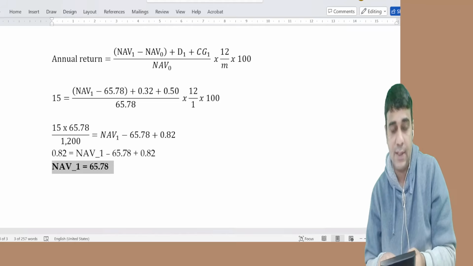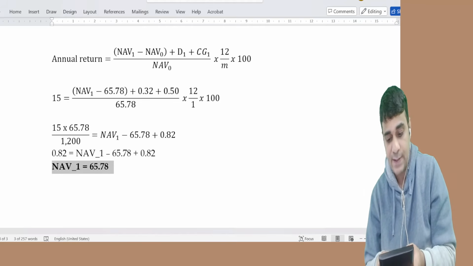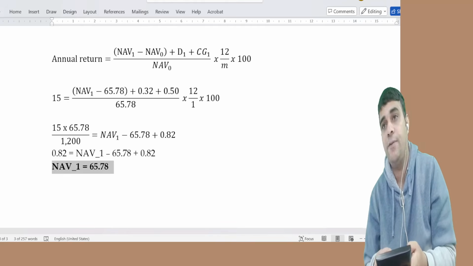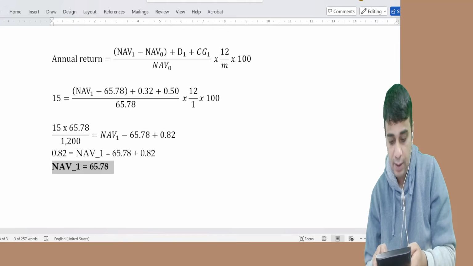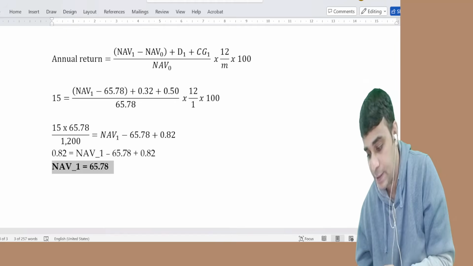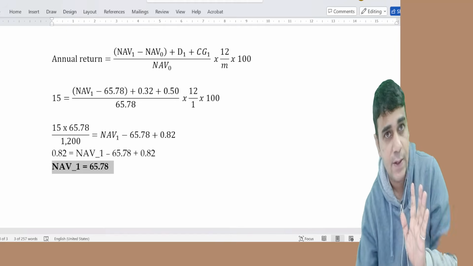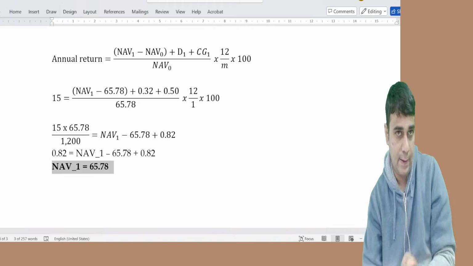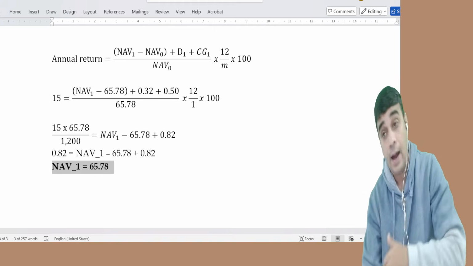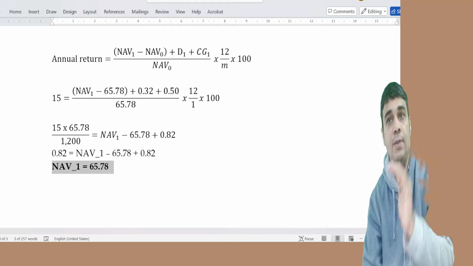Your answer: 65.78 minus 65.78 plus 0.32 plus 0.50, divided by 65.78, into 12, divided by 1, into 100. That is 14.96 percentage, which is 15%. That's the answer. Once you are done, do a forward working, unless the forward working is a time consuming calculation.